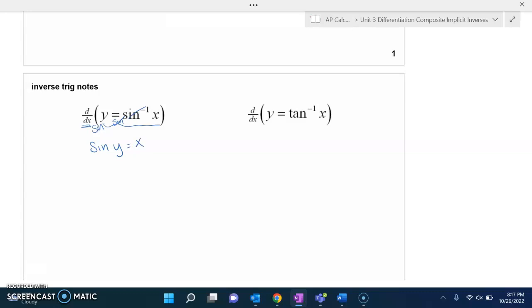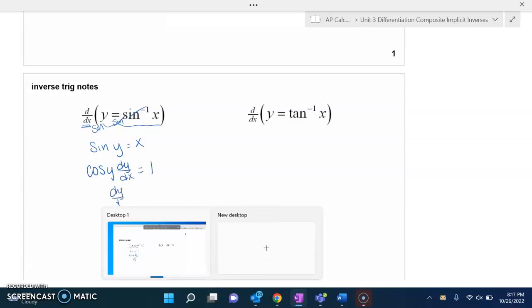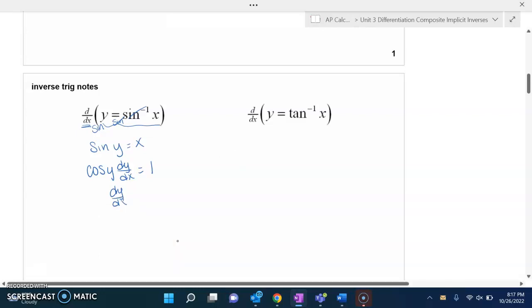And now I am going to differentiate this implicitly. The derivative of sine y is cosine y dy/dx equals 1. All right, let's solve for dy/dx. So dy/dx equals 1 over cosine y. Now, ideally, this isn't going to be written in terms of y, so we'll want to get this in terms of x.